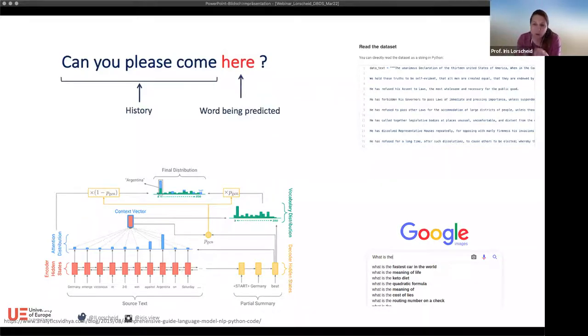And maybe when you look in Google and you type in "what is the", then you have these autofill suggestions, like here: what is the fastest car in the world, meaning of life, etc. And they do it by probabilities based on frequency of occurrences. Like, "can you please come?" The prediction is here because that's a very probable response. And this is how most text mining, digital text apps work, by probabilities based on frequencies in training data. So they just identify what happened most often and then they predict.